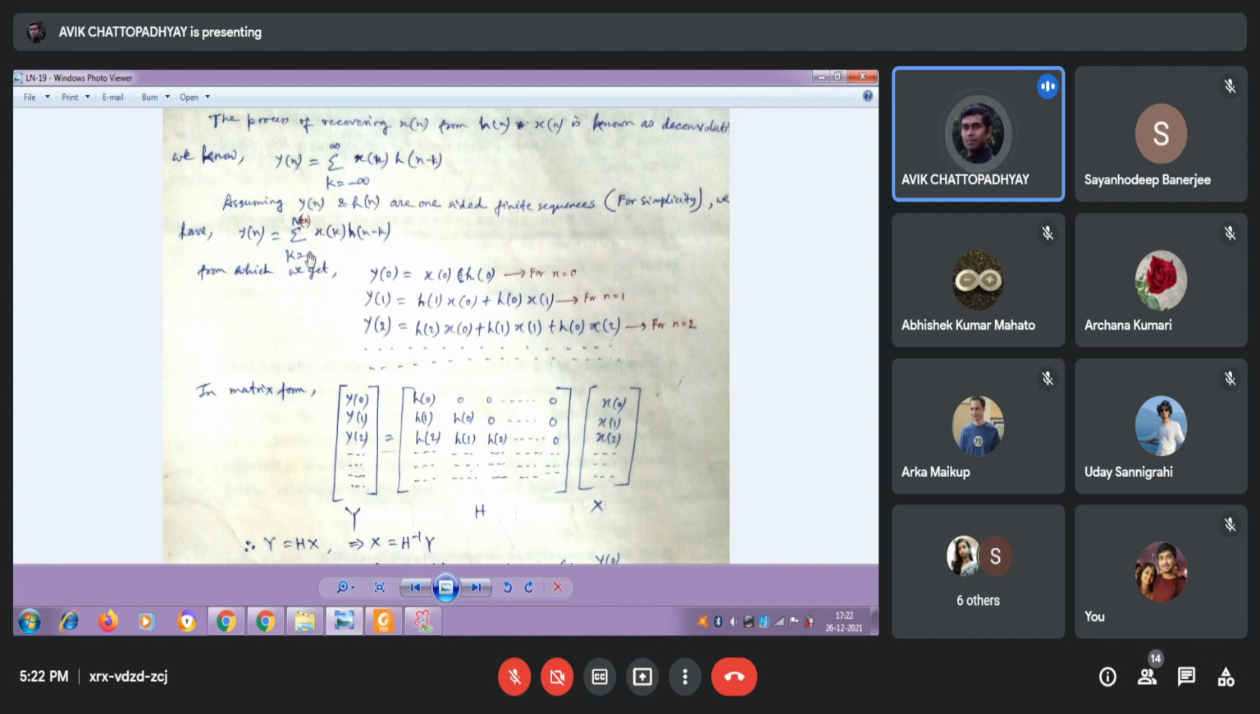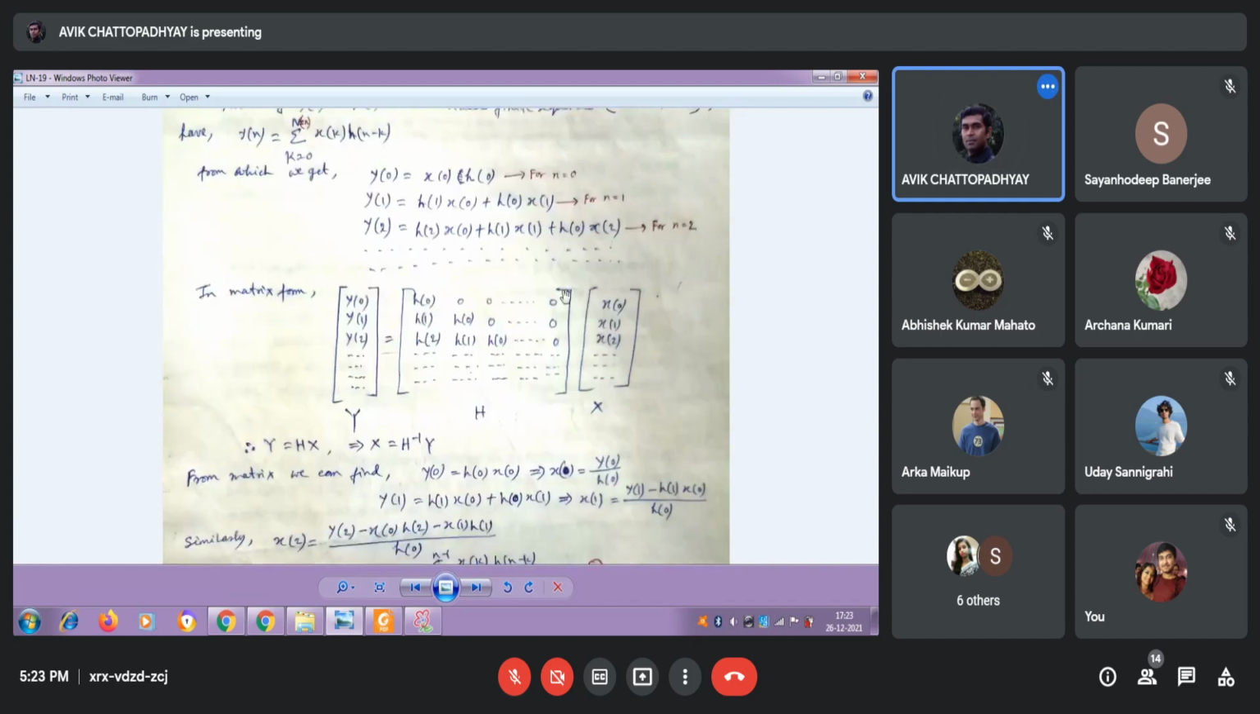Similarly, for n equals 2, k will run from 0 to 2, that means 0, 1, 2, so 3 terms will be there. Again, you just put the values of n and k, and you will get these three terms. If you write it in terms of a matrix, the matrix would look like this. You see, just a matrix of the output, a one column matrix: y0, y1, y2, and so on.